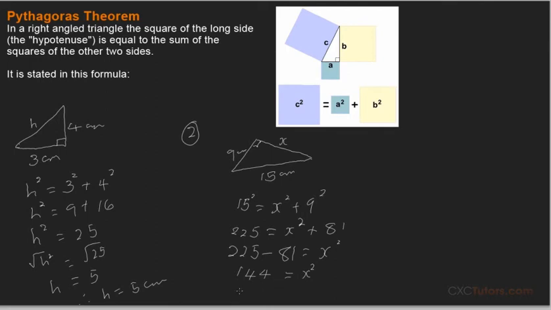Now, in order for us to solve for x, we take the square root of both sides. So the square root of 144 is equal to the square root of x squared. The square root of x squared we know is equal to x, and the square root of 144 we know is 12. And so, we can conclude that our missing side is equal to 12 centimeters.